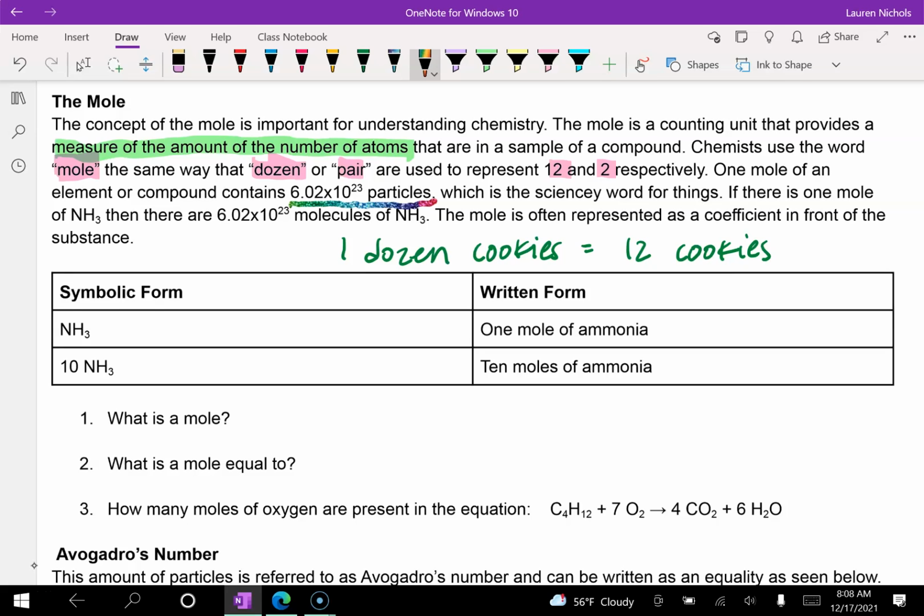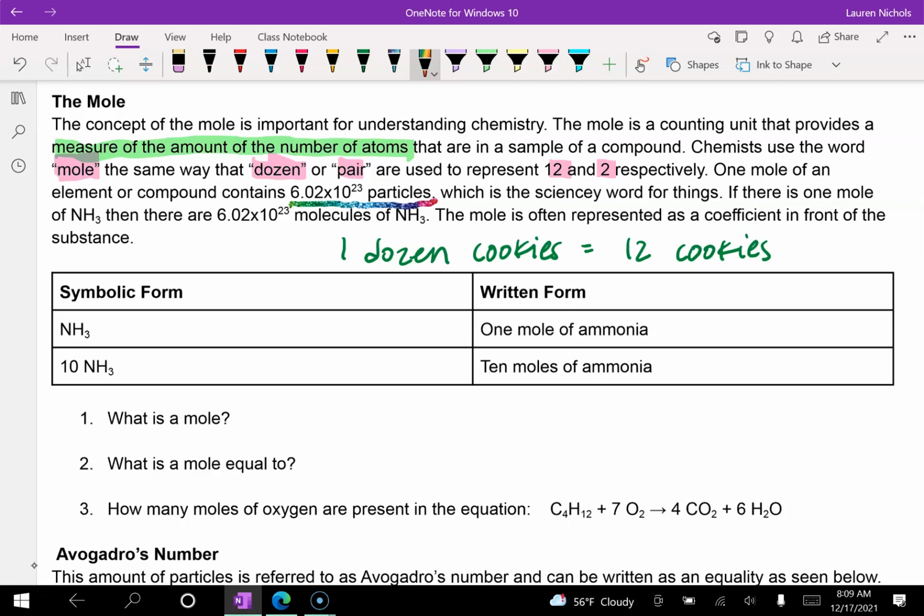So here we see that 1 mole of an element or compound contains 6.02 times 10 to the 23 particles. And particles is just a sciencey word for things. We can use it to mean different things, but it makes us sound smarter to say particles instead of things. So of course we're going to use that. And if there's 1 mole of NH3, that means that there are 6.02 times 10 to the 23 molecules of NH3 or ammonia.